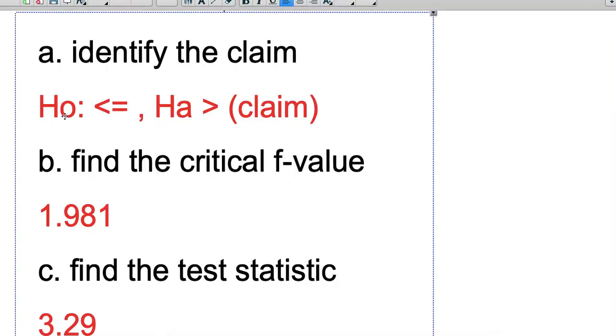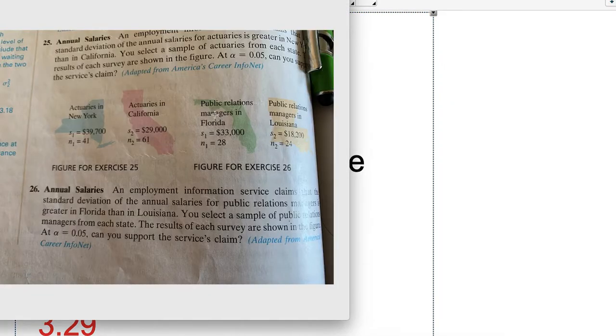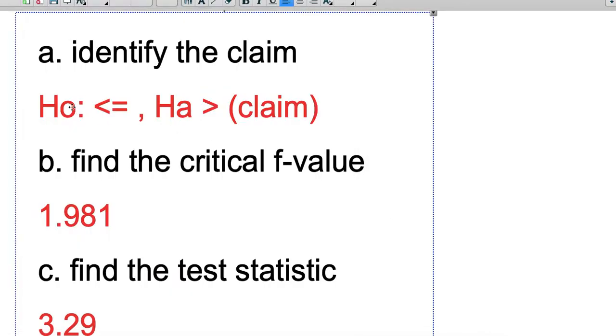So H0 is going to be less than or equal to. So Florida is less than or equal to Louisiana. Okay. So because this doesn't have an equal statement, it has standard deviation of the annual salaries of public relation managers is greater in Florida. It's not greater than or equal to. So it's greater in Florida. So we're going to use less than or equal to be our H0, because H0 always has the equal to symbol. But here's our claim that Florida has a greater standard deviation than Louisiana.